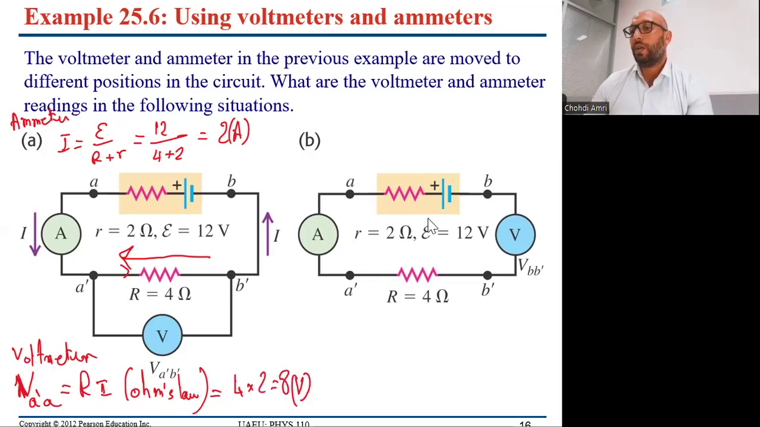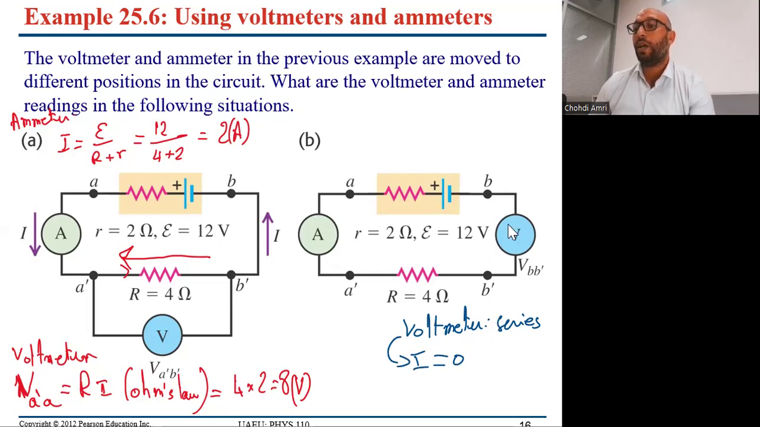Let's move to the second circuit. In the second circuit, the voltmeter is connected in series. However, the voltmeter has very high internal resistance. So what happens to the current? The current will be blocked here, and the current in the circuit will be 0 because the voltmeter is connected in series with its high internal resistance.